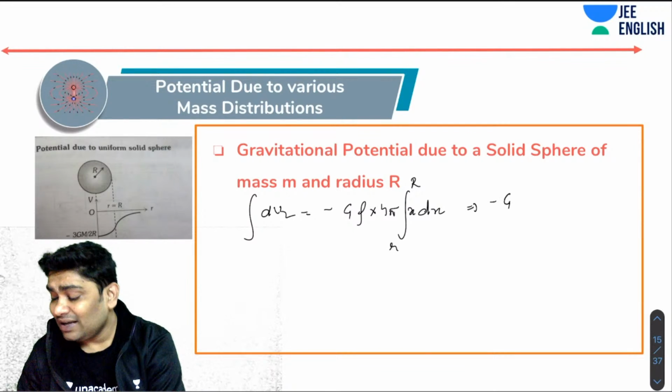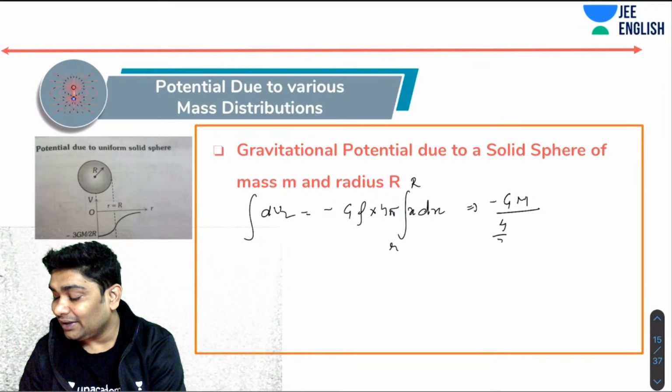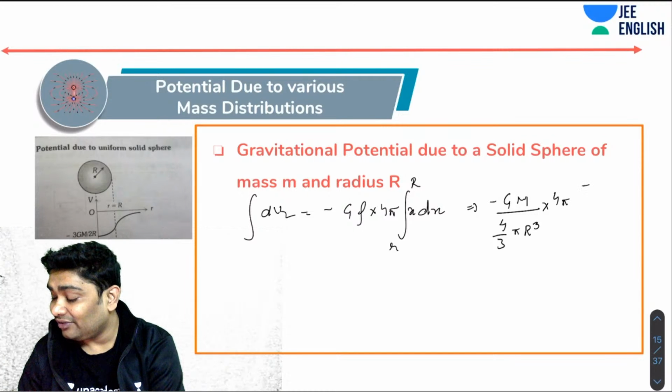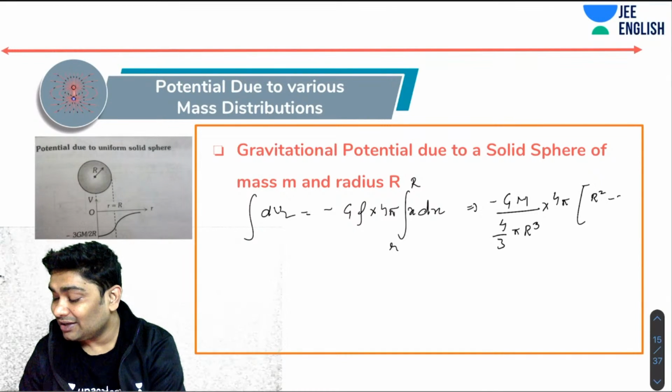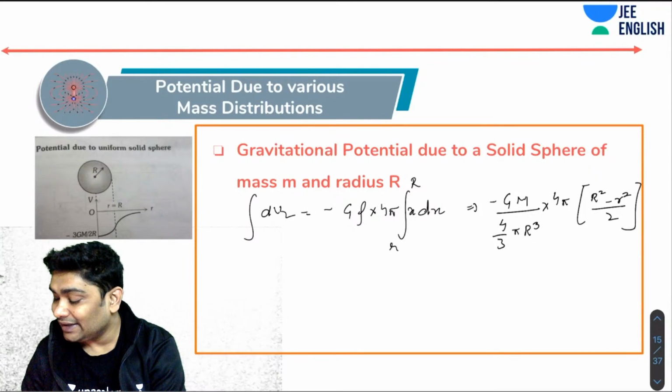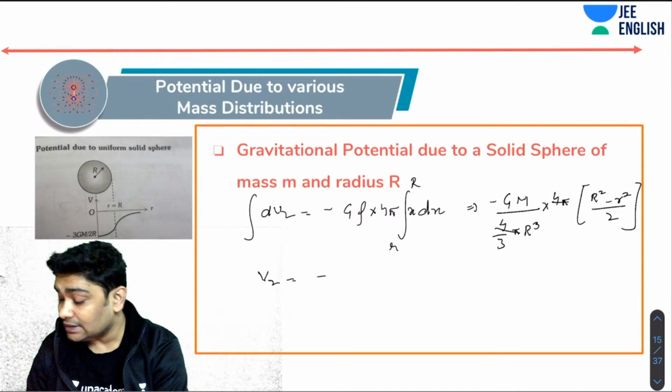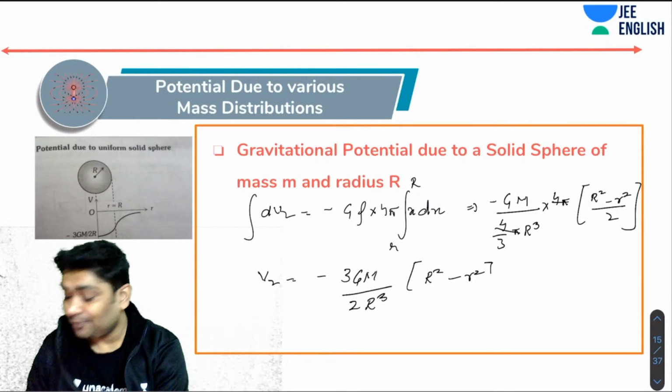So I'm getting minus, and let's substitute the value of rho also. So rho would be M over 4 by 3 pi capital R cube times 4 pi, and here I will have capital R square minus small r square by 2. Correct. So let's get rid of this. So what I'm getting is V2 equals minus GM over 2R cube times R square minus small r square.